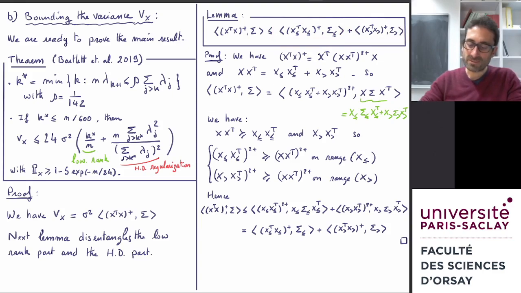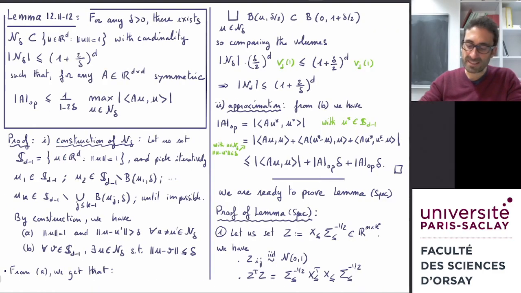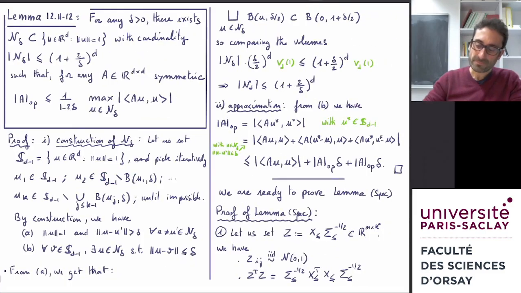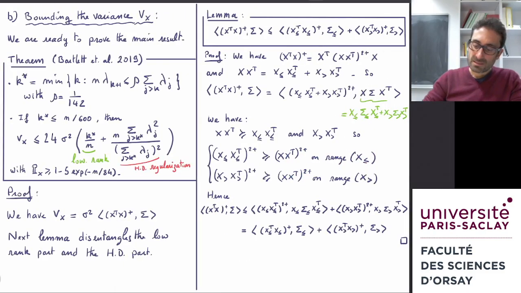So how do we get this? I remind you that what is nice when we look at X transpose is that we can separate the low dimensional part from the high dimensional part. This is not something that you can do with X transpose X, but this is something that you can do with X transpose. Since here we have X transpose X, what we will do is to make X transpose appear. How can we do this?